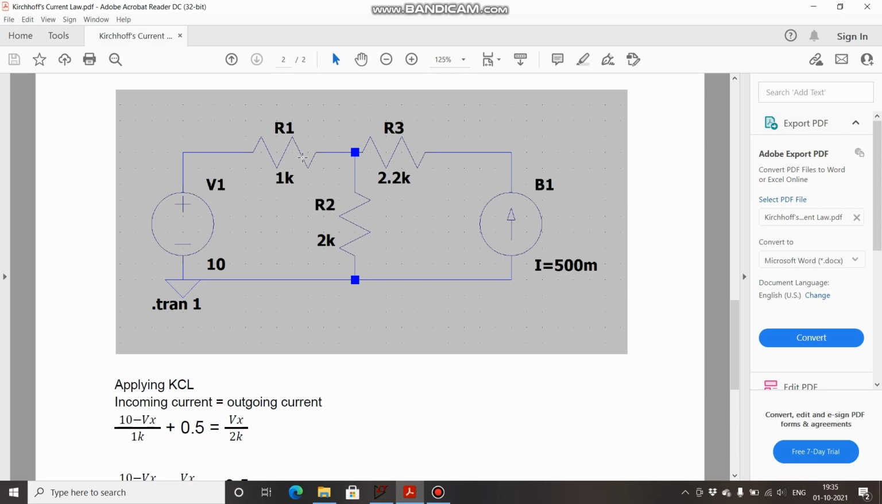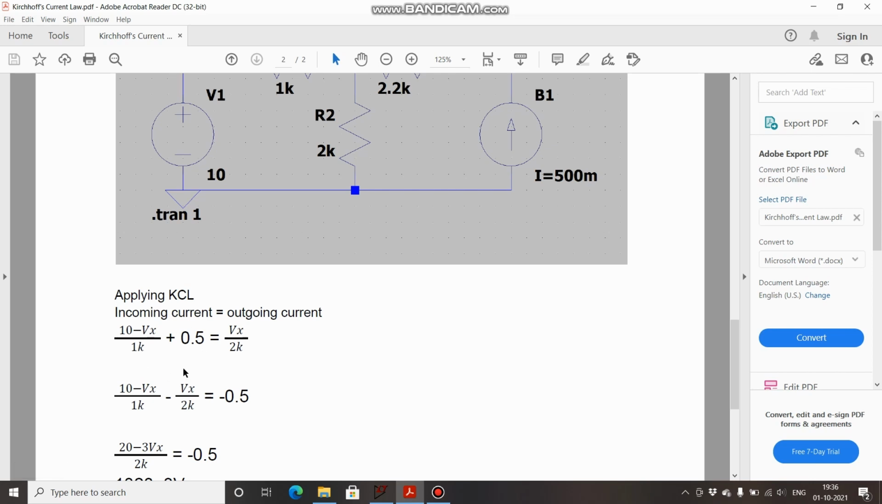It is nothing but simple Ohm's law: current is V by R. This is entering, but the other is leaving. So it will be (10 minus Vx) by 1k plus 500 milli, which you can write as 0.5, equal to the outgoing current, (Vx minus the ground potential, that is 0) divided by 2k. Many times while solving circuits, the ground is not specified, so your first job is to specify a ground, a reference node where you can assume the potential to be 0.